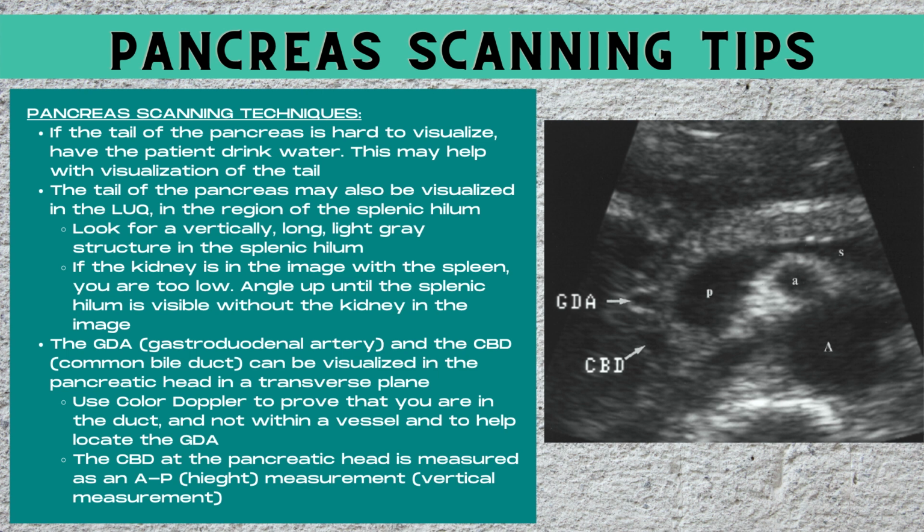The GDA, which is the gastroduodenal artery, and the CBD, which is the common bile duct, can be visualized in the pancreatic head when you're in the transverse plane. Use color Doppler to prove that you are in the duct and not within a vessel when looking for the common bile duct. Color Doppler will also help locate the GDA, which will fill with an arterial signal on the color Doppler. The common bile duct at the pancreatic head is measured as an AP or height measurement. This is a vertical measurement on the ultrasound image.